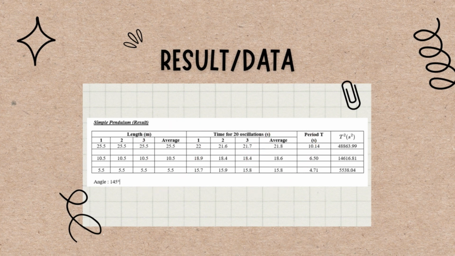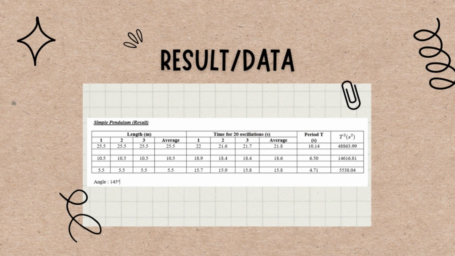For example, as you can see in the table, first, we are using 25.5 meter as the length for 3 times, and the average we get is 25.5 meter. With the same length, we count the time of 20 completed swings 3 times also and write the average time, which is 21.8 seconds.